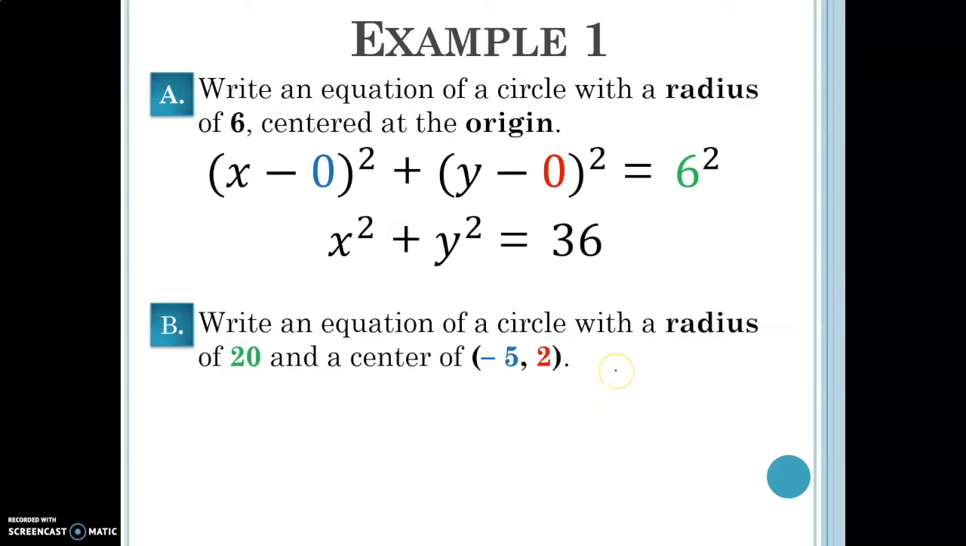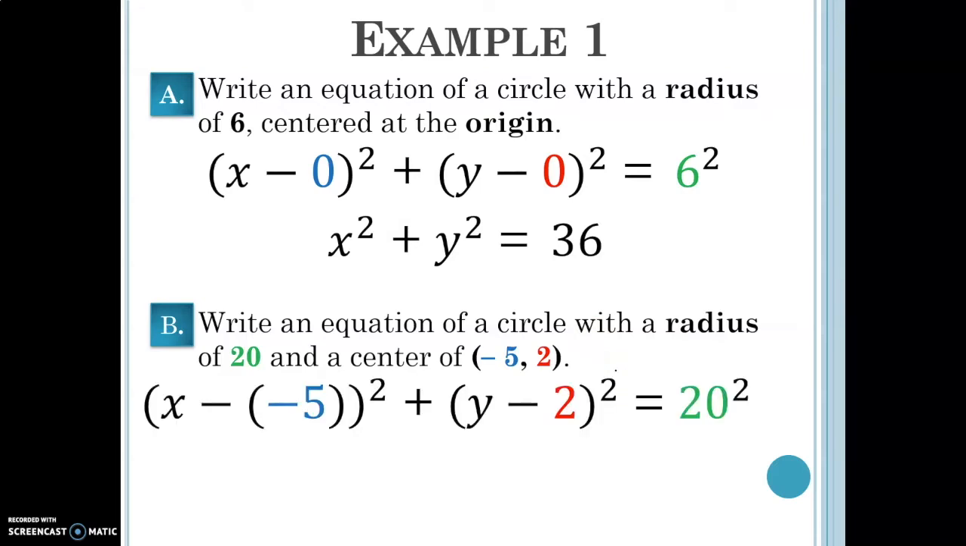Question B, we're going to go ahead and substitute. Again, it starts with that standard equation of a circle. This is our h, -5. So you plug in x minus h squared plus y minus k, which in this case is 2, squared, and that's equal to 20 squared.